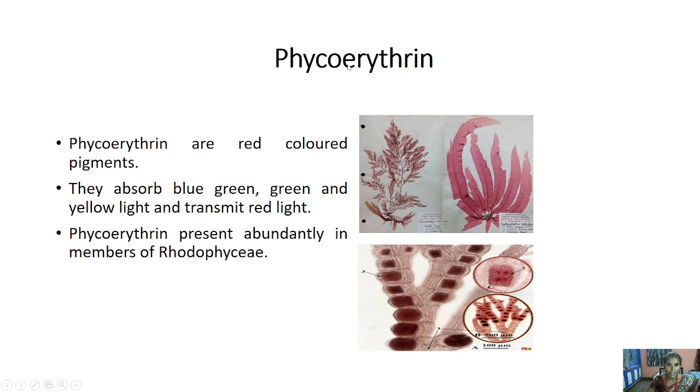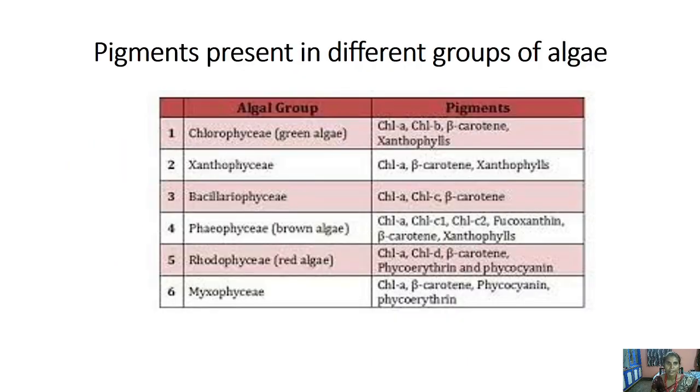Coming to the second type, that is phycoerythrin. Phycoerythrins are red colored pigments. They absorb blue, green, and yellow light and transmit red light. Hence, phycoerythrin is present abundantly in members of Rhodophyceae, which are commonly called red algae. Polysiphonia is an example which contains phycoerythrin as a major pigment.